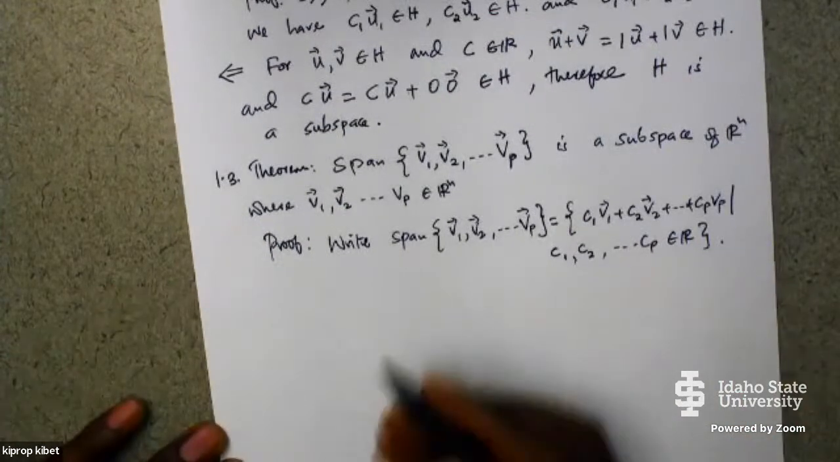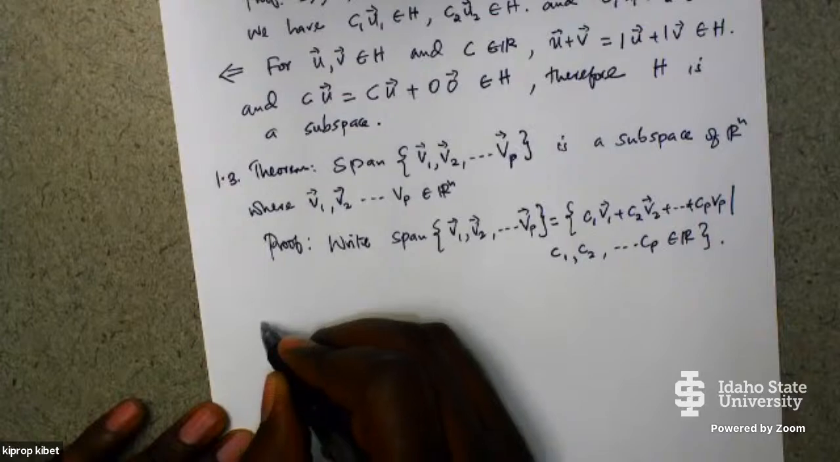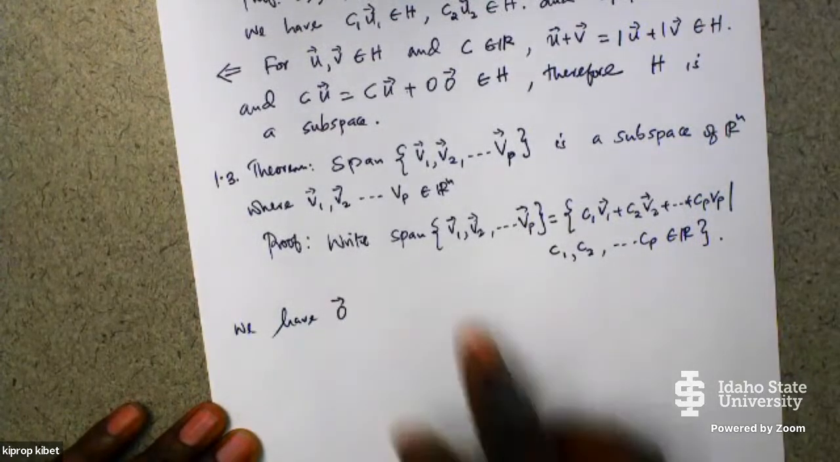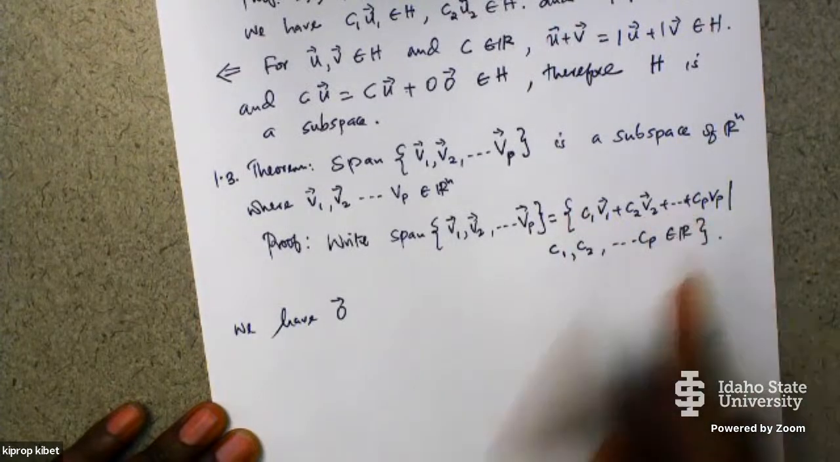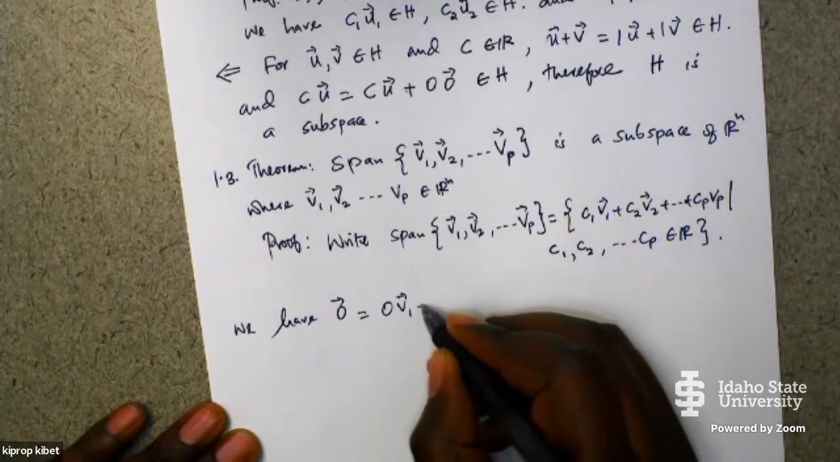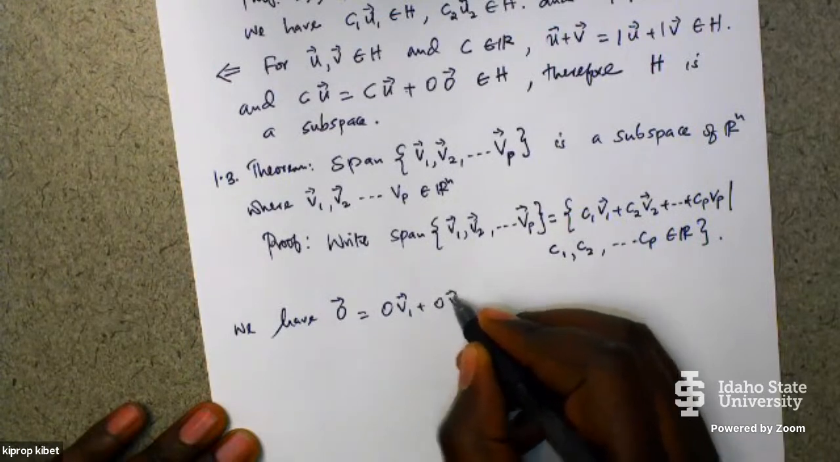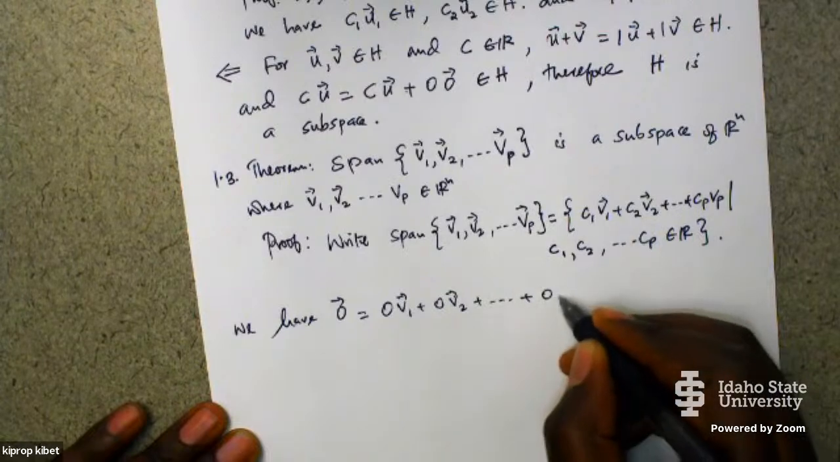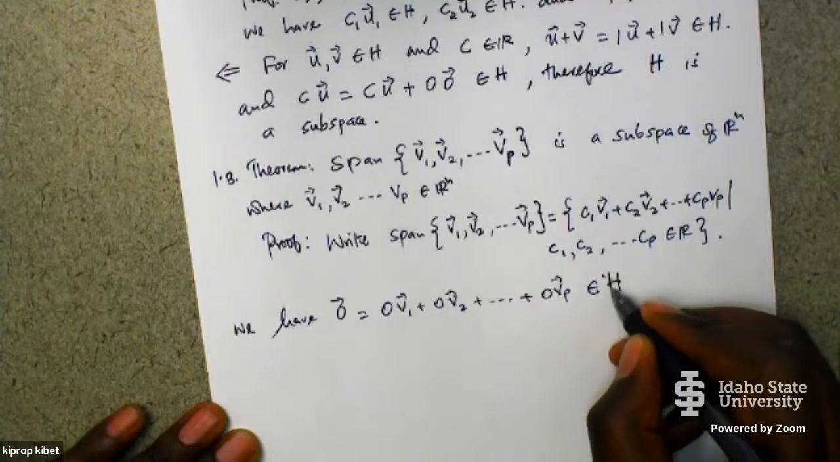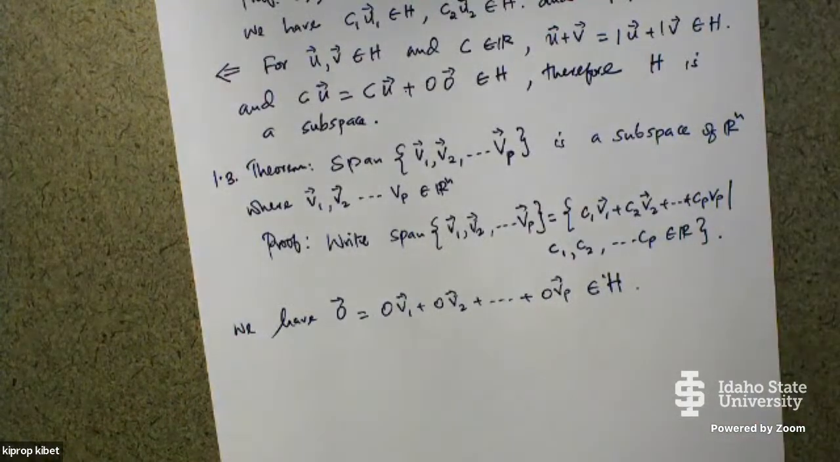So then we have the 0 vector of this. The 0 vector here will be equal to 0 v1 plus 0 v2 plus 0 vp, and this is in H. So we can see that the 0 vector is in H, because all those will give us 0.